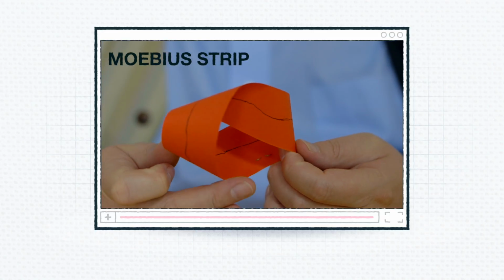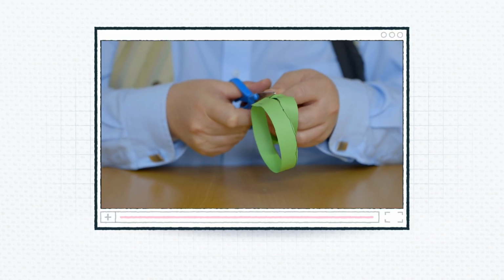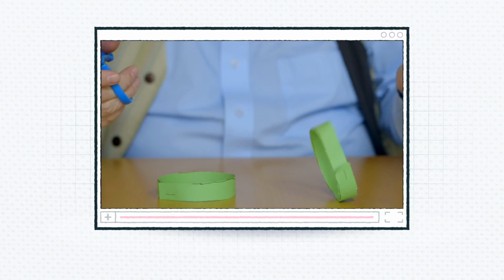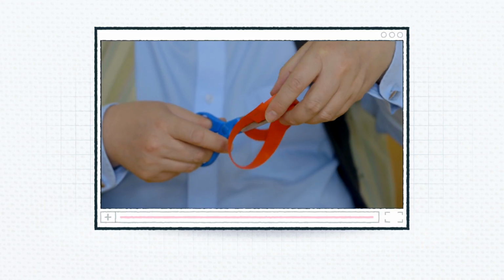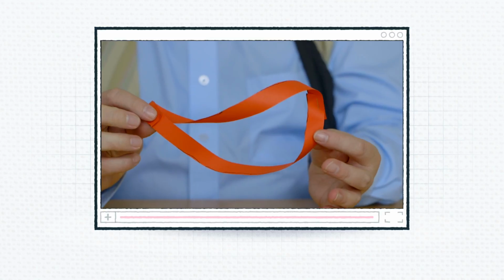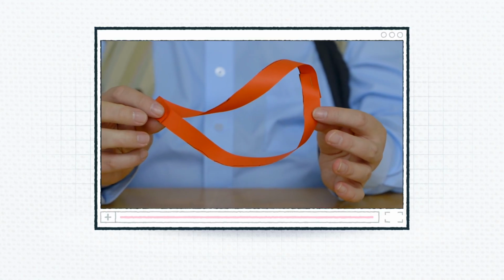Now for the really weird bit. If we cut the ordinary loop along the line we've drawn, it falls apart into two separate loops. But if we do the same to the Möbius strip, it makes one larger continuous loop. There is no magic here. You can do it yourself.